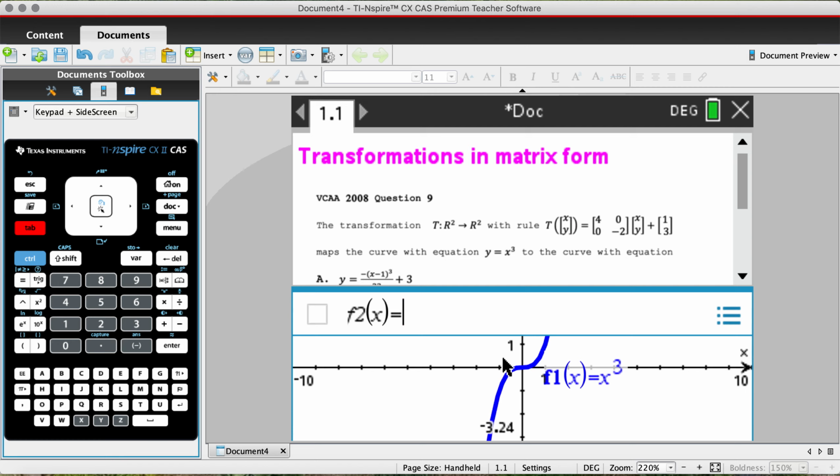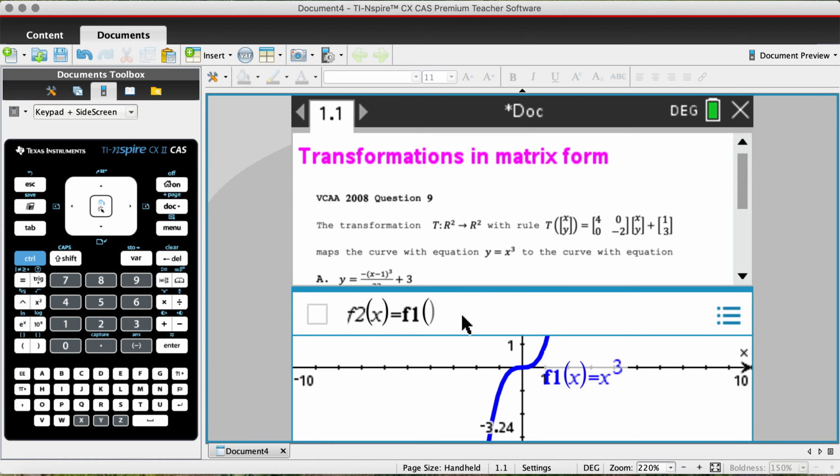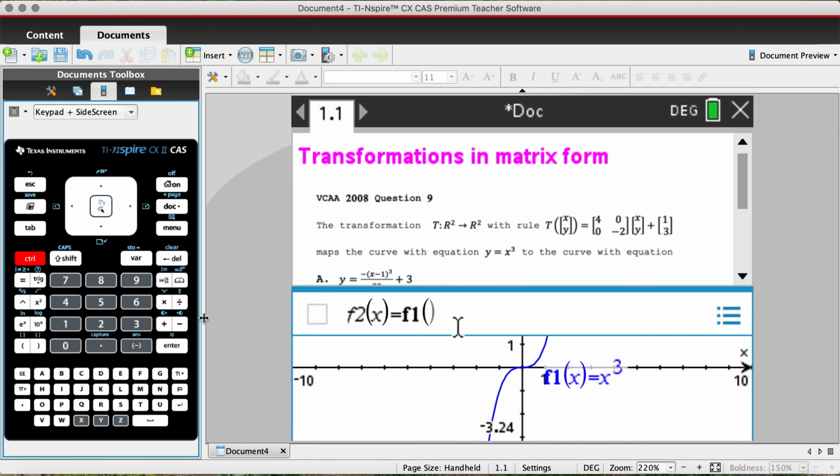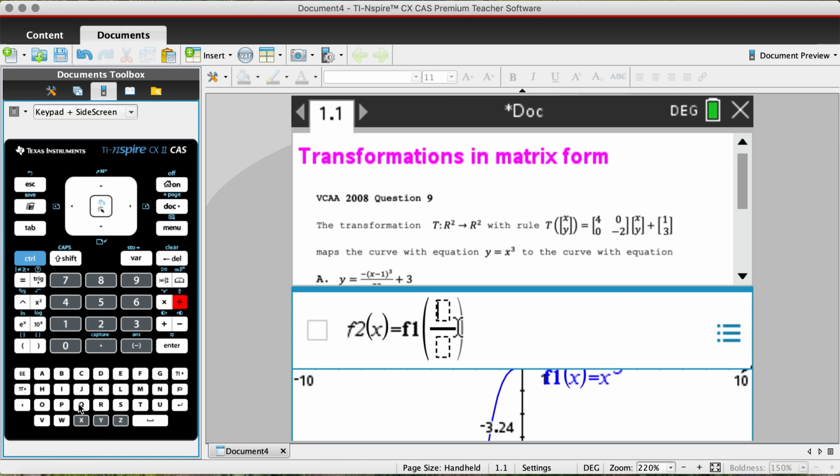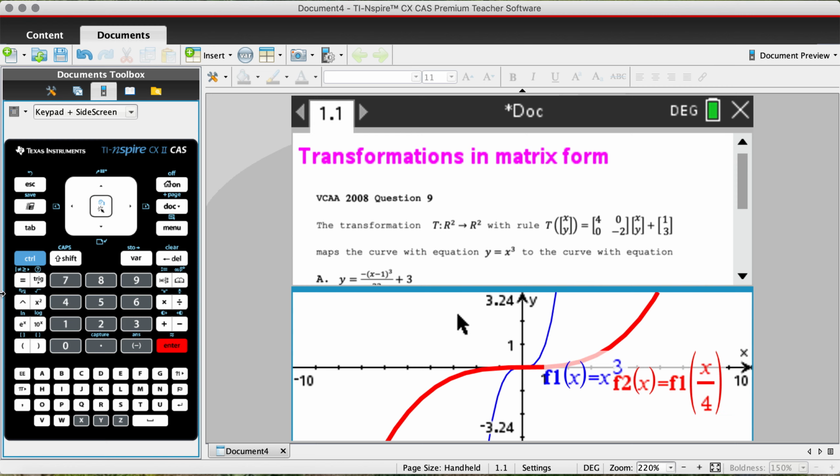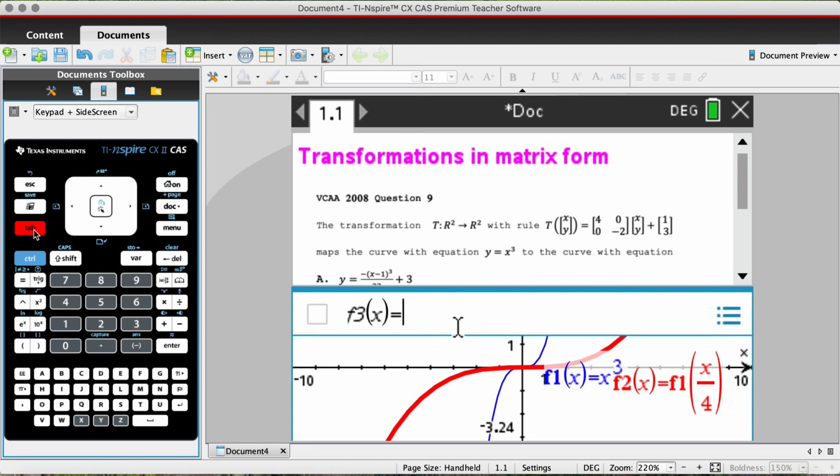And if you can remember, we're basically following the order of DRT. So the first one is a dilation by a factor of a quarter from the y-axis. So what I would like you to do is hit the variable button to get f1 out, and get a fraction template for me. So it's going to be x, tab, over 4, for a dilation factor of a quarter from your y-axis.